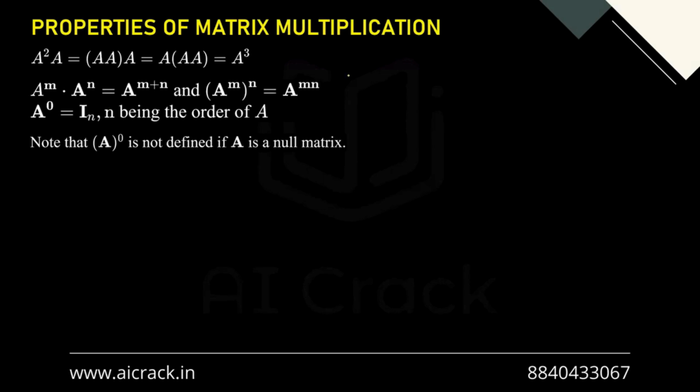Now again over here, these two properties are quite obvious. A square equals A dot A, A cube equals A dot A dot A. That is again very obvious. You can just take one matrix and try to prove it. That would give you the answer.